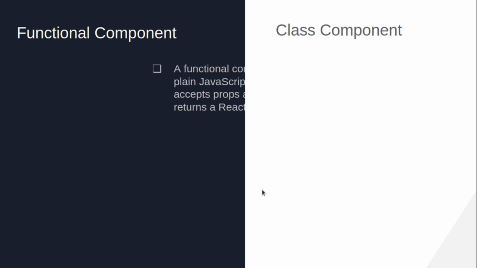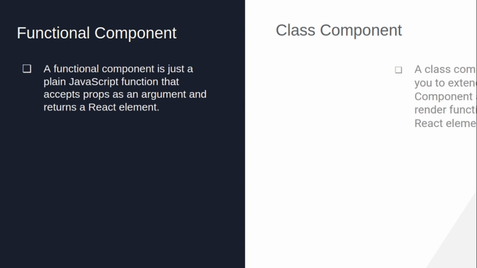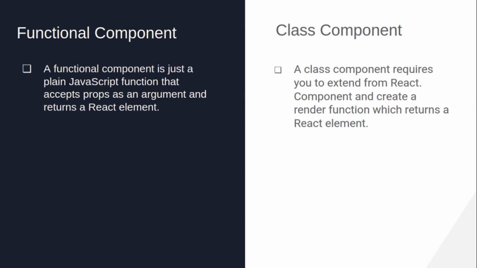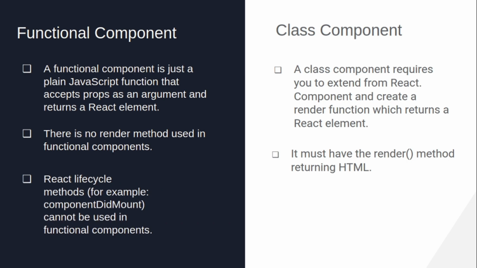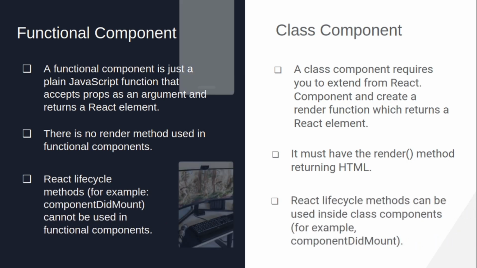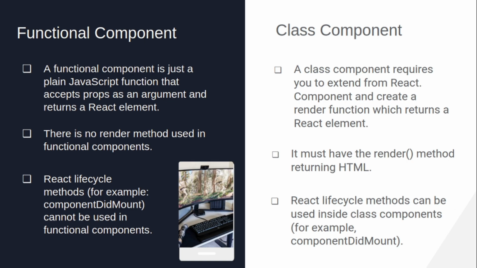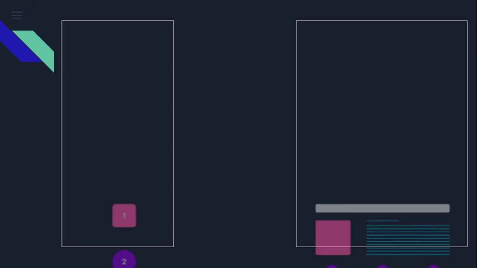Functional component, also known as stateless component. These can be typically defined using arrow functions, but can also be created with the regular function. Class component, also known as stateful component. It must have render method returning HTML. It is regular ES6 classes that extends component class from React library.